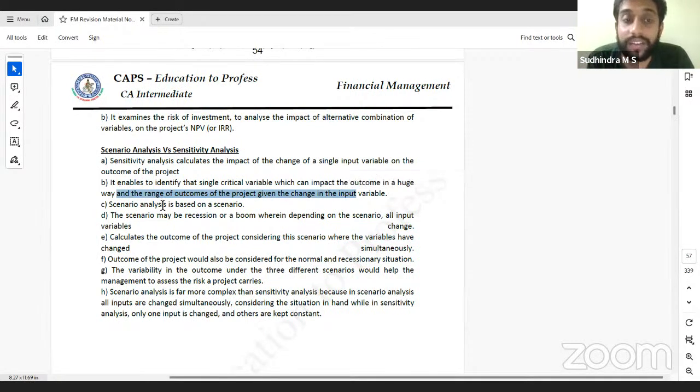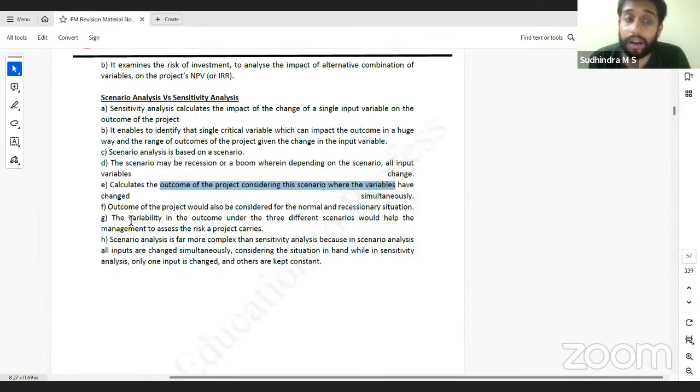However, scenario analysis is based on a scenario wherein all input variables change, right? If it's a recession, demand decreases, selling price decreases, cost reduces, right? All those points put together make one scenario. That is scenario analysis. It calculates the outcome of the project considering the scenario where variables have changed simultaneously. Then variability of the outcome under three different scenarios. Different scenarios can be considered. But scenario analysis is far more complex when compared to sensitivity analysis, obviously, because we are changing multiple variables simultaneously.